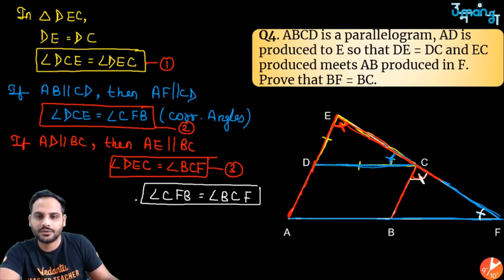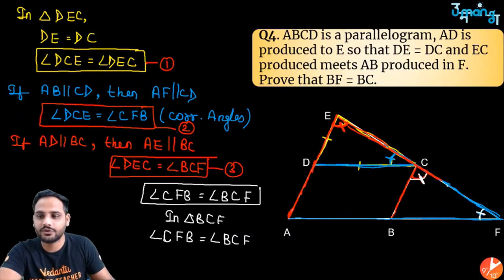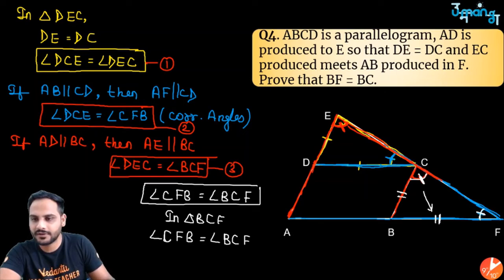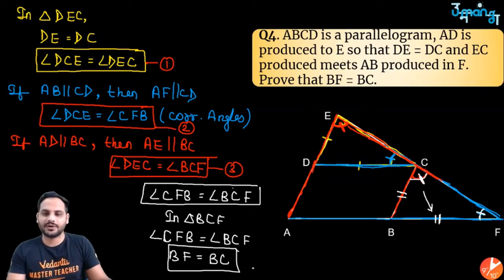ठीक है, तो if you will see कि सर in triangle BCF में we have angle CFB is equal to angle BCF. So if two angles are equal, side opposite to them will be equal to each other. So opposite to BC we have BF and opposite to this angle F we have BC. So I can clearly say BF is equal to BC. बस हो गया काम, hence proved, right? So this is how you have got your result.